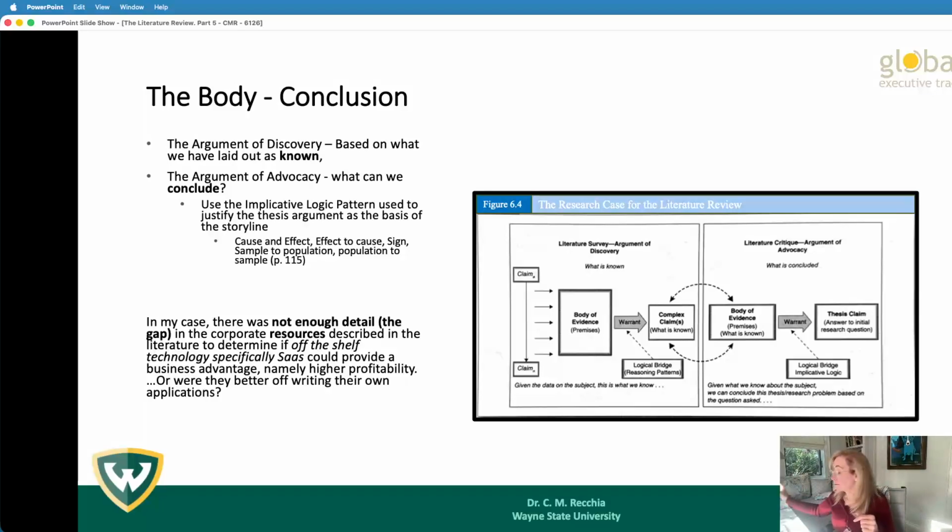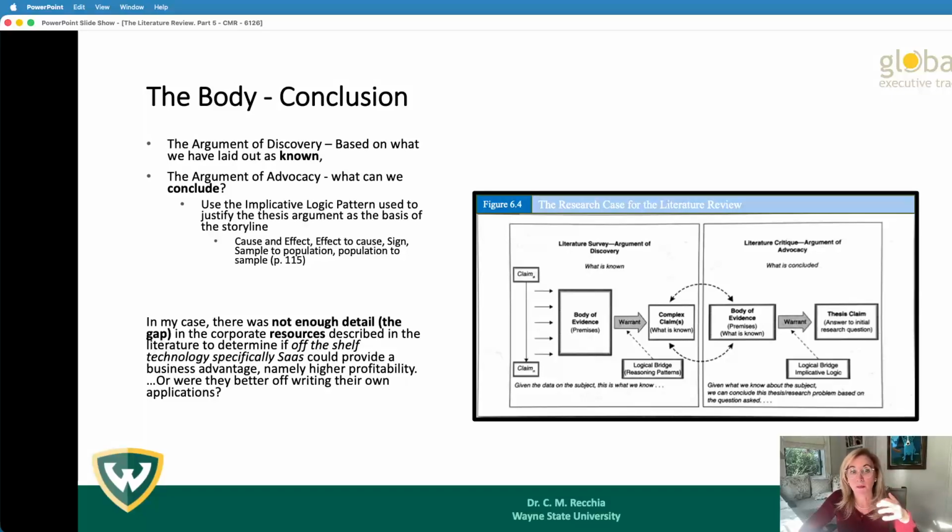And here is where we're using our implicative logic pattern. That was the cause and effect, effect to cause, sign, sample to population. So there's 9 different patterns, and you chose that. And this is where it goes. In the conclusion, based on everything we know, here's how we put it together, based on the sample to population, et cetera, we're able to make this thesis claim. And those are all on page 115 if you need to review back at this point.